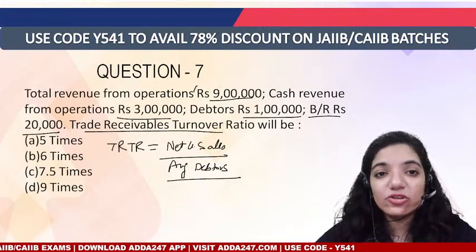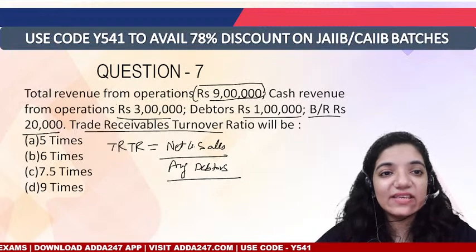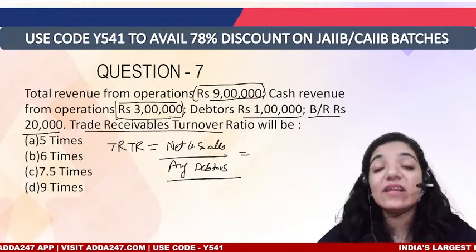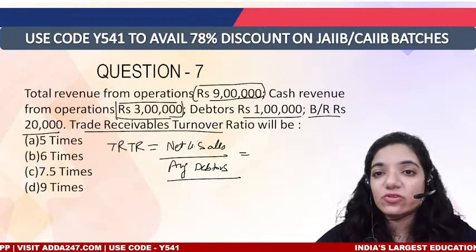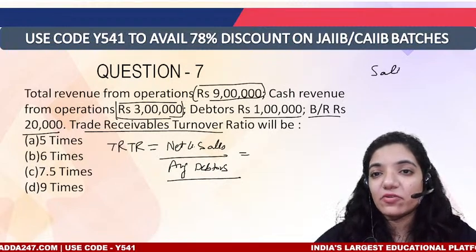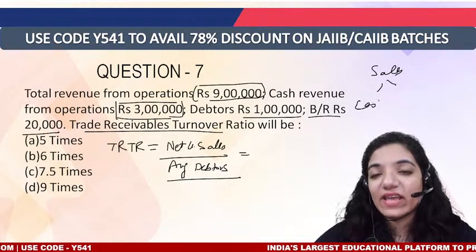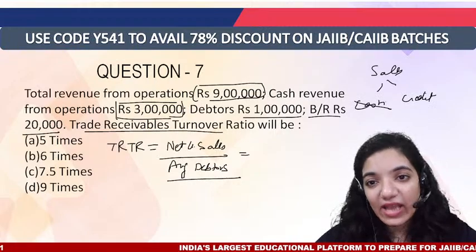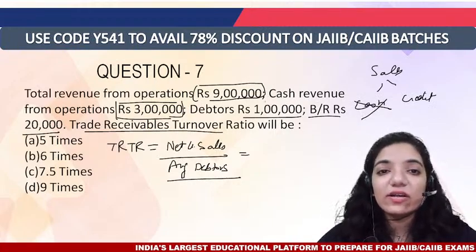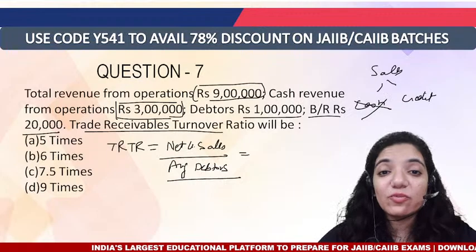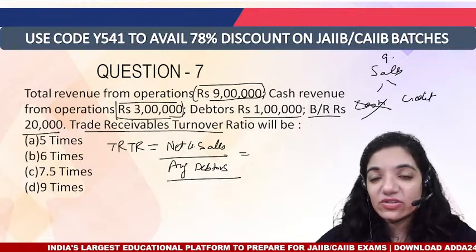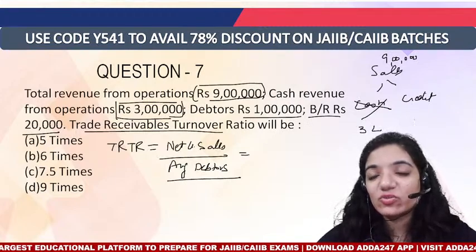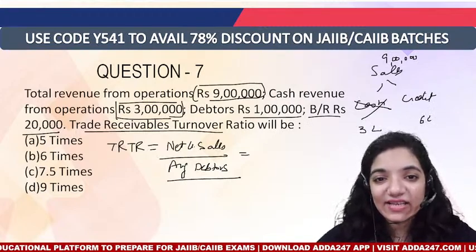Now, out of 9 lakhs, I can see 3 lakh belongs to the cash revenue from operations. That means if the total of the sales can be divided into two parts, one is cash and one is credit. The cash one is already done. So the credit one would be: this was total 9, this was 3 lakhs, so this would be the remaining 6 lakhs.